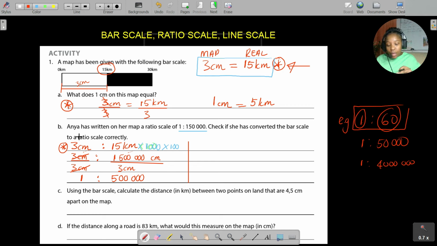Into a ratio scale. Okay, that's basically the steps that we need to follow. Or let's say you wanted to work with this simplified bar scale. What do you do then in this case? Okay, same thing here. We've got 1 centimeter is to 5 kilometers. So what does this mean?